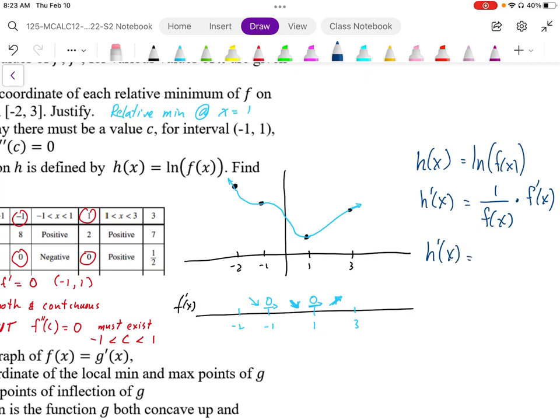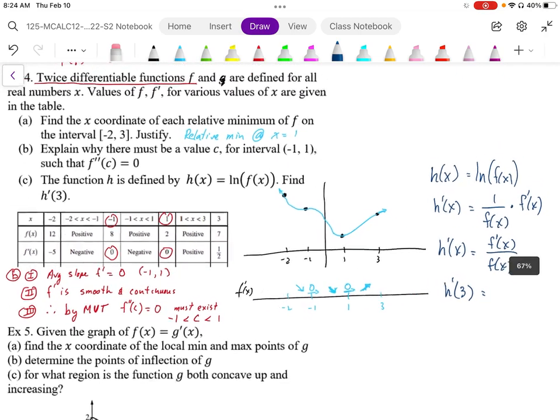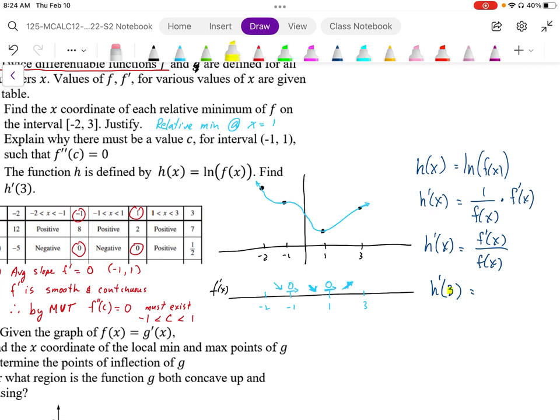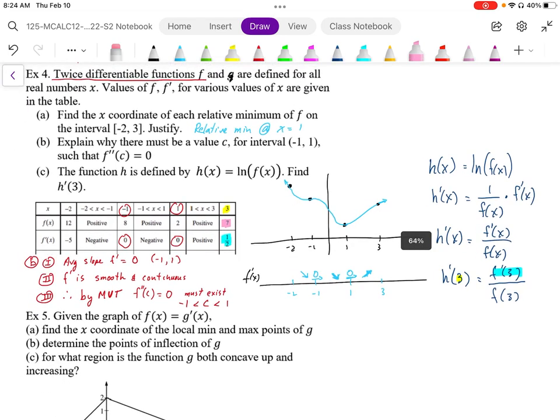I'm going to simplify this. So I now have an expression for h prime expressed in terms of f prime and f of x. If I want to find the value of the slope at that point, I go back to my table at x equals 3. I need an f prime value at 3, which I have: that value is 1/2. I also need an f of x value at 3, which is y equals 7.